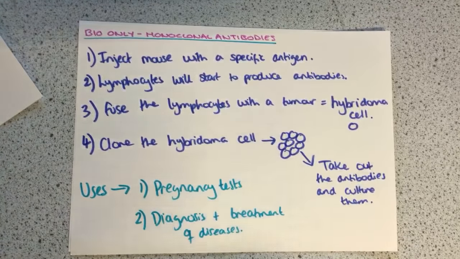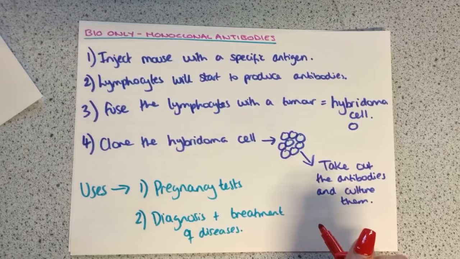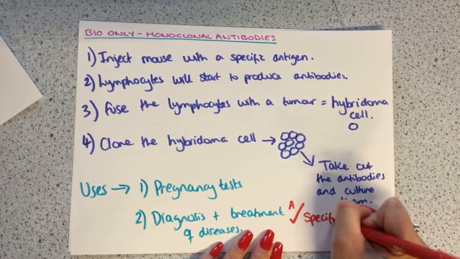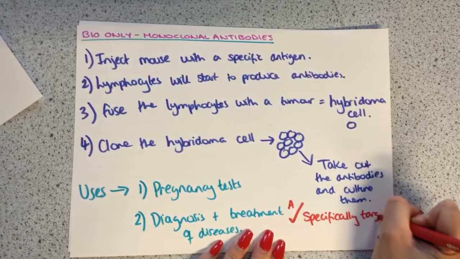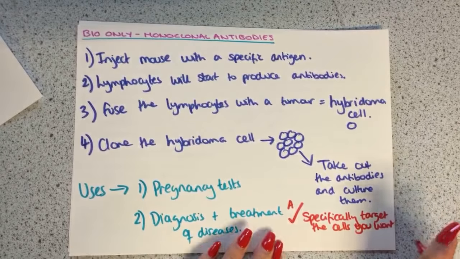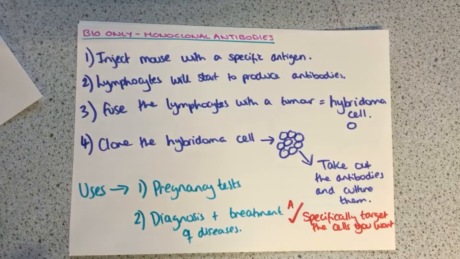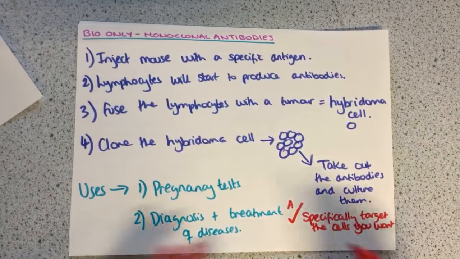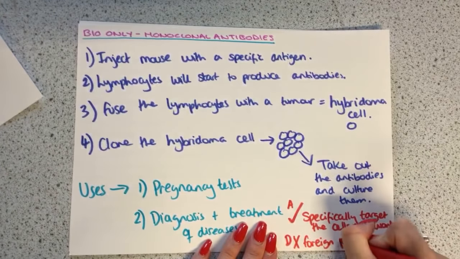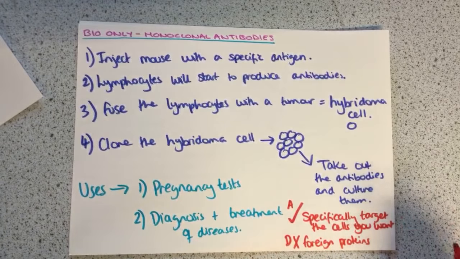Okay, so the reason they can be used really well, I'll talk about one quick advantage and disadvantage. The reason they're good at diagnosis and treatment of diseases is you can specifically target them. So an advantage is you can specifically target the cells you want to. For instance, if you're trying to target cancer cells, you can make them directly go to the cancer cells because they will be targeted rather than killing any of your own cells. But a disadvantage is that they have foreign proteins in from the mouse and therefore they might be rejected.